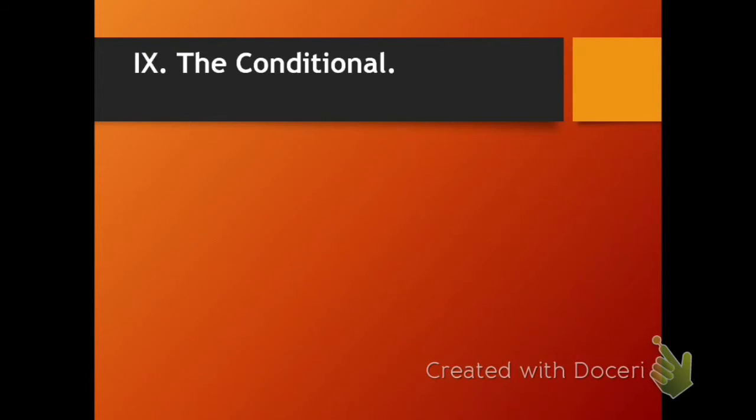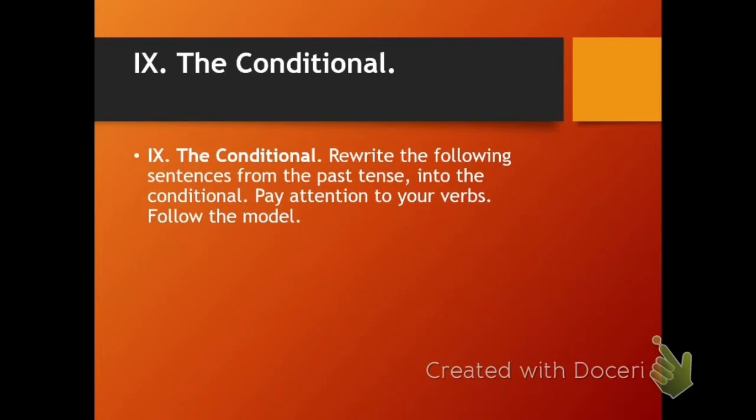Okay, let's go on to our next section. Part 9 is going to be the conditional tense. So what we'll have to do is something very similar. We'll need to rewrite the following sentences, this time from the past tense, and make it into the conditional tense. You'll need to pay special attention to our verbs here. So let's take a look at our model. Our sentence here, we have J'ai regardé la télé. Now, when I look at this sentence, because I know it's the past tense, my verb actually is regarder. That's the action verb. I have watched the TV.